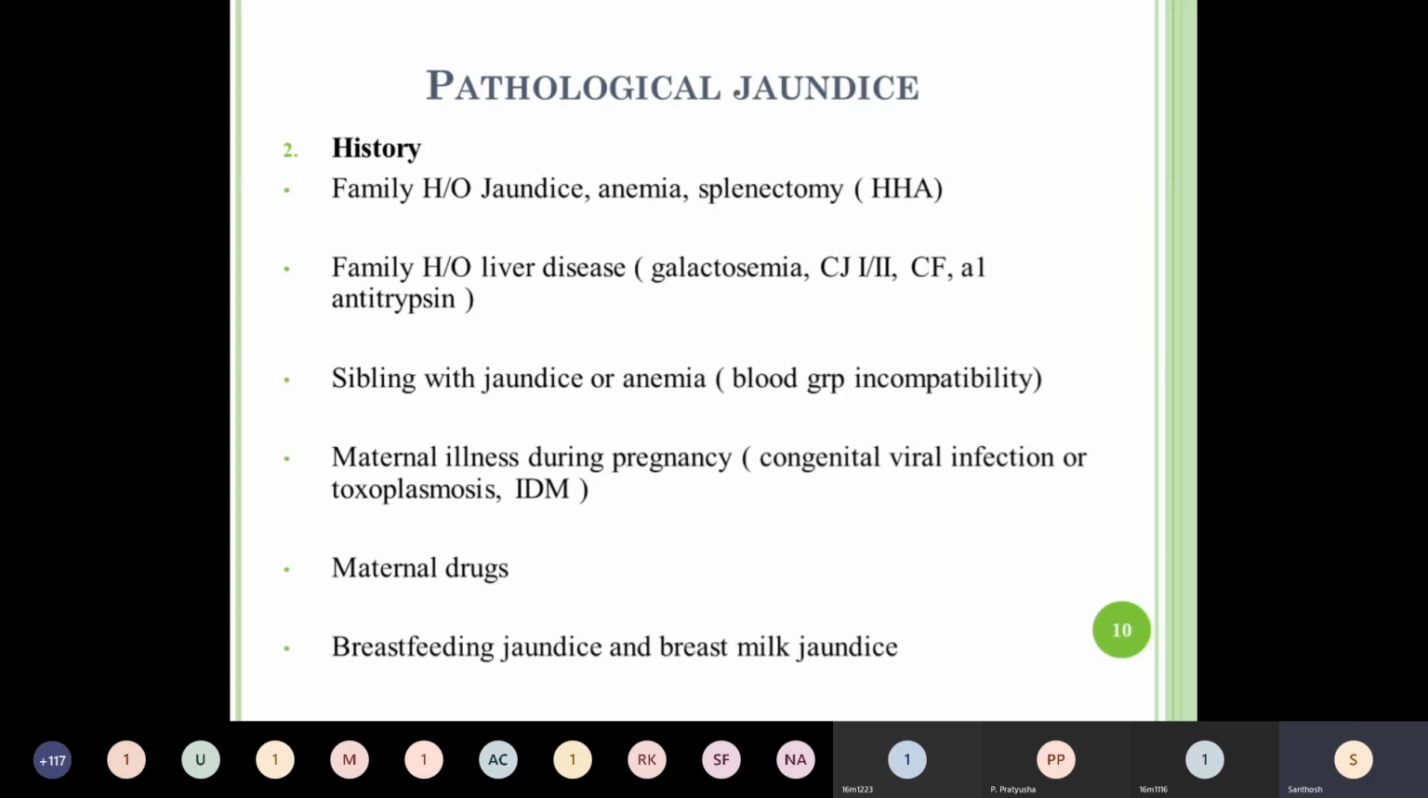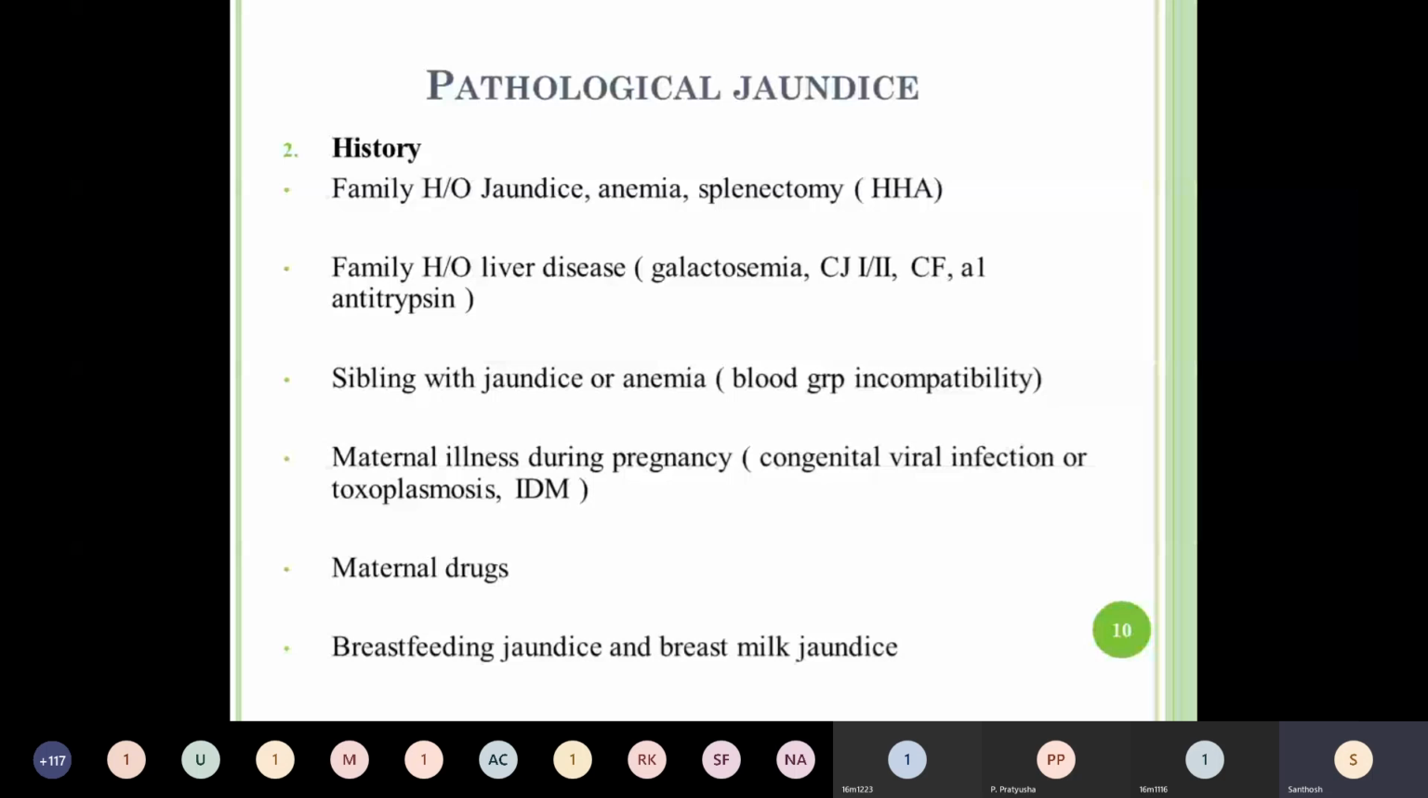Then maternal illness during pregnancy, like congenital viral infections, like TORCH infections, they can cause jaundice in the newborn period. So inquire about history of fever and rash in the mother. Okay. Then history of any diabetes mellitus in the mother. These children are also prone to jaundice in the newborn period. And some of the maternal drugs like oxytocin increase the chances of jaundice in the newborn period.